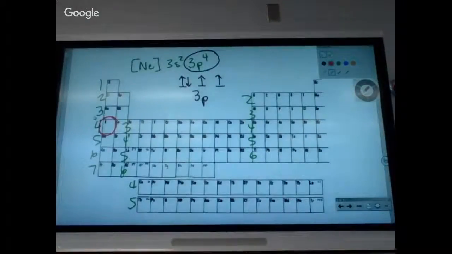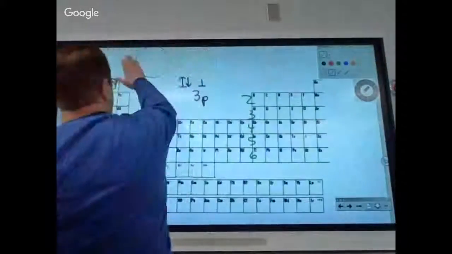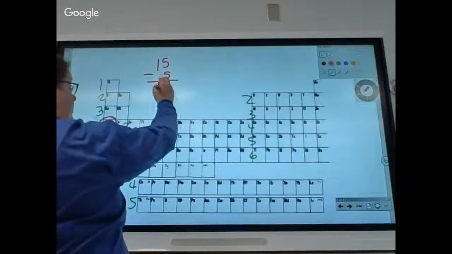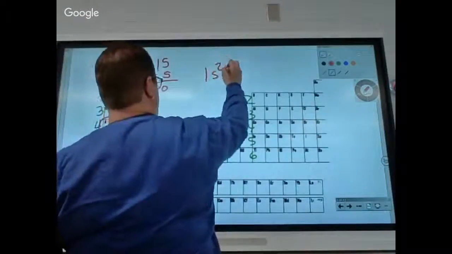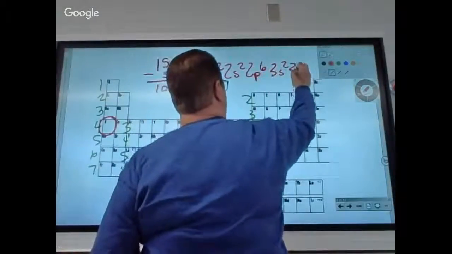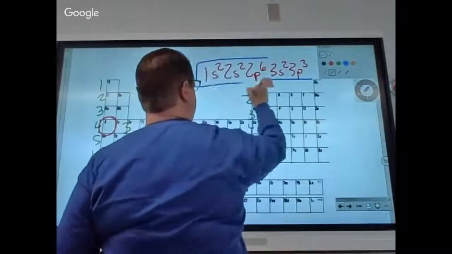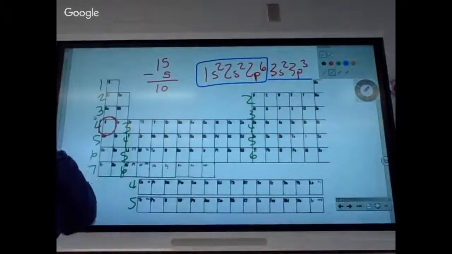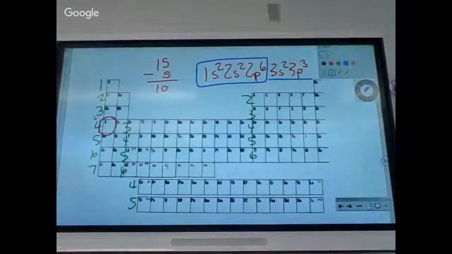The number of inner shell electrons in an atom of P. This was like in the opening. You could say it had 15 total, subtract the 5 on the outer shell and get 10. Nothing wrong with that. Or you could say 1s2, 2s2, 2p6, 3s2, 3p3, and count everything that's not on that level. That's the outer shell, so this is the inner shell, and you'd have 2 plus 2 plus 6, which is 10. You can do that on the chart too. Anything is fine. Multiple ways to do that.